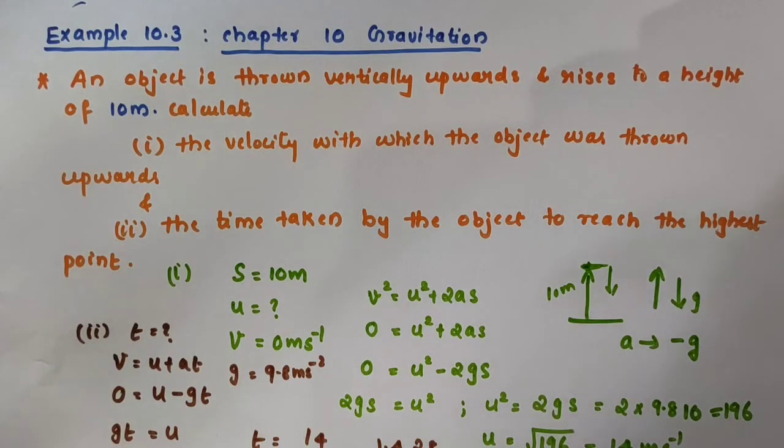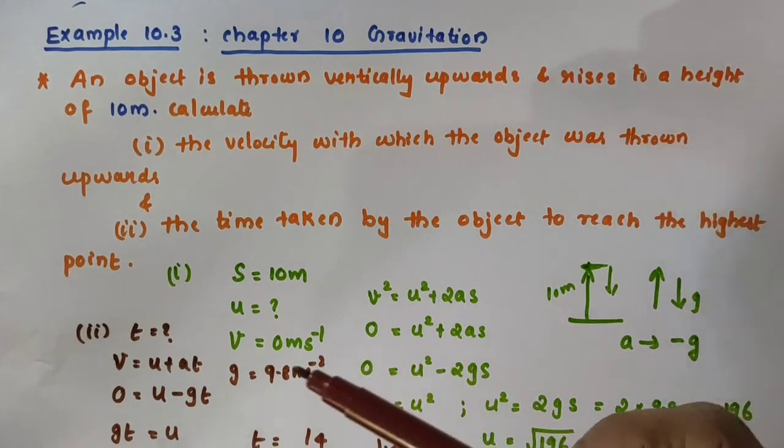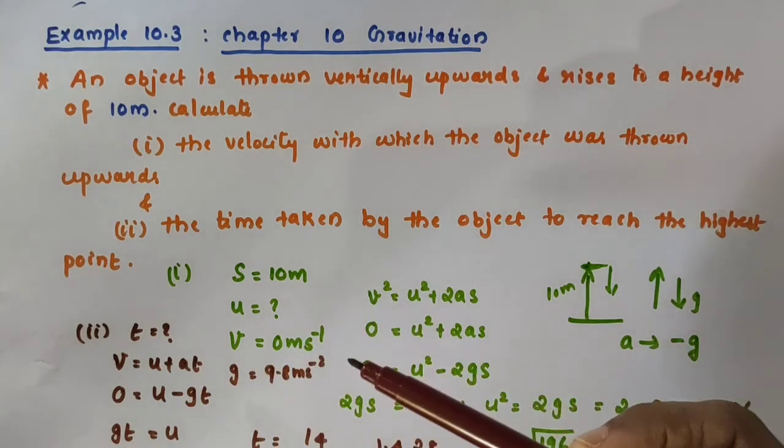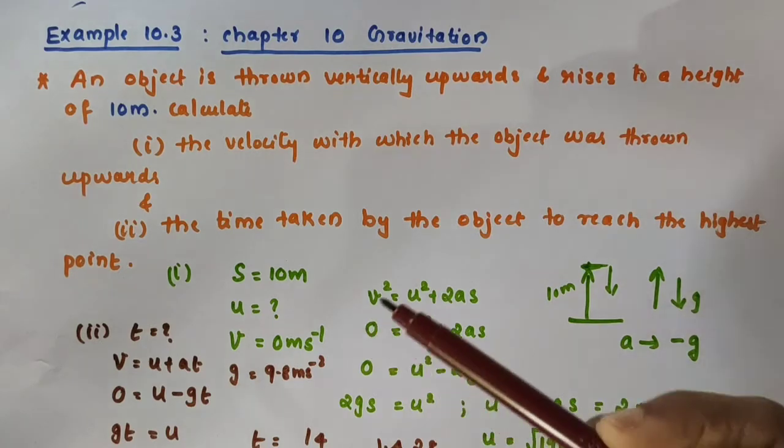So in this video, we have just discussed two examples: example 10.2 and example 10.3 from chapter 10, gravitation, of class 9 physics.